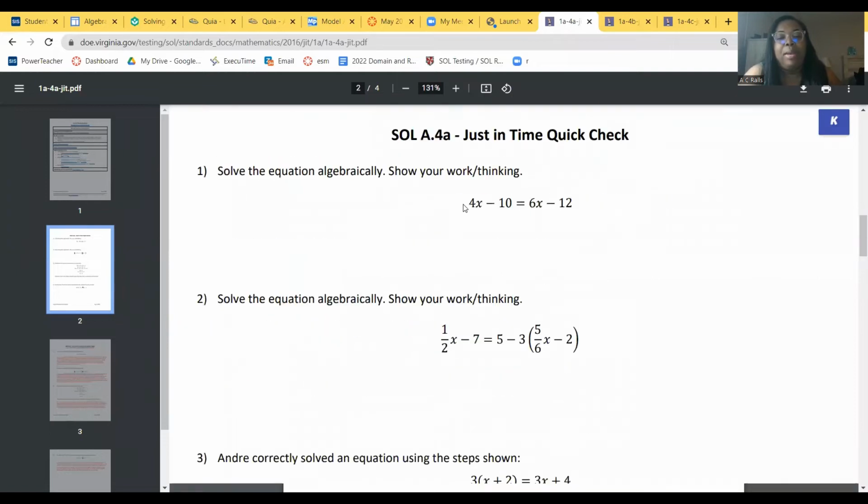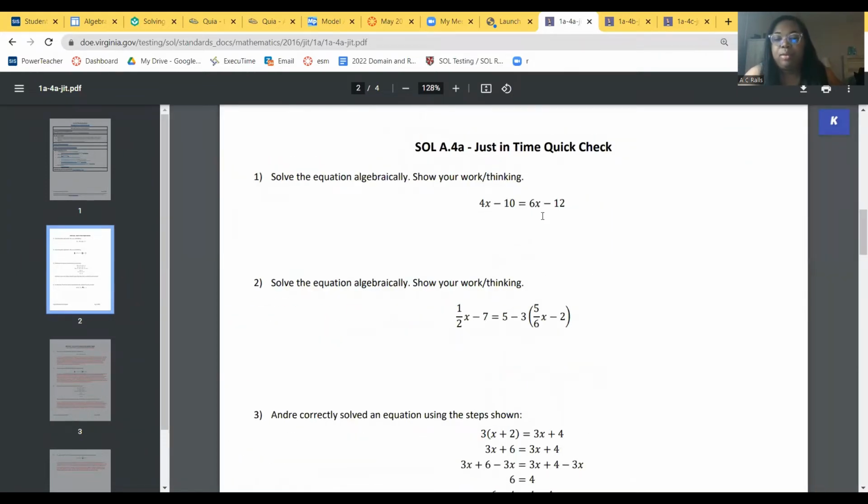So let's take a look at our basic equation. Our basic equation looks like number one, 4x minus 10 is equal to 6x minus 12. Now, that's not the first equation that you were introduced to, probably in like sixth grade, you were given one-step equations. But now, as you have matriculated to Algebra 1, you have been given equations with variables on both sides. So we're going to look at this equation really quickly.